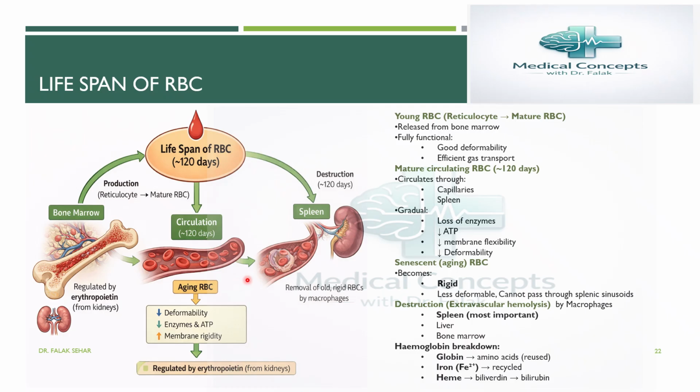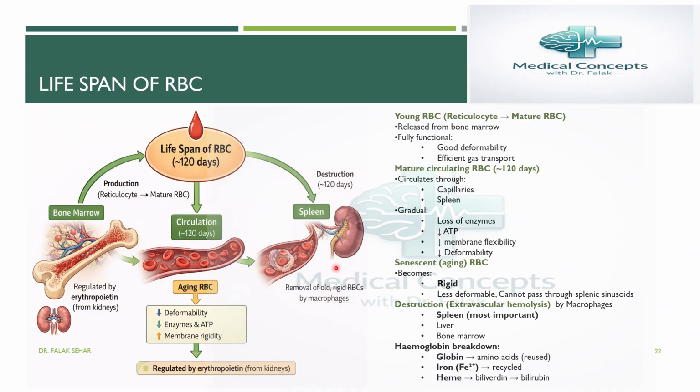Red blood cells are produced in the bone marrow and they are released into the blood as immature reticulocytes. Later on they mature into fully functional red blood cells. Their average lifespan is about 120 days. During circulation, red blood cells continuously pass through capillaries and the spleen.